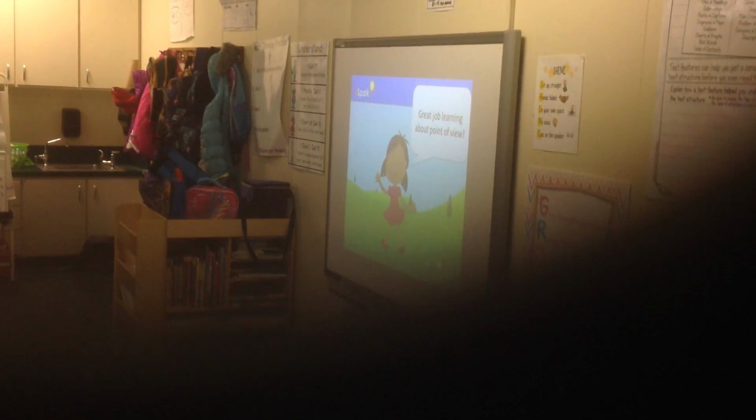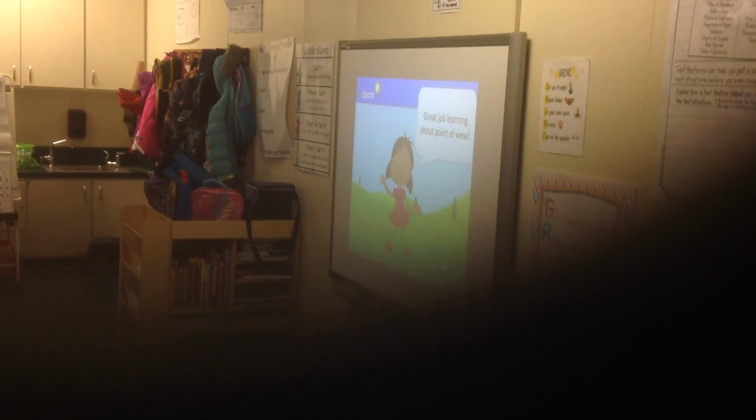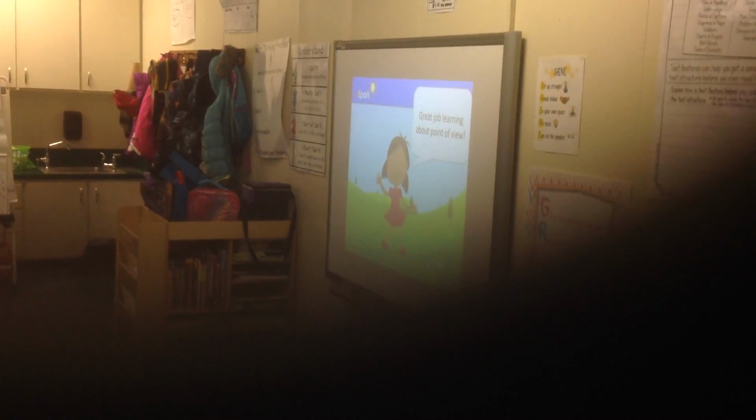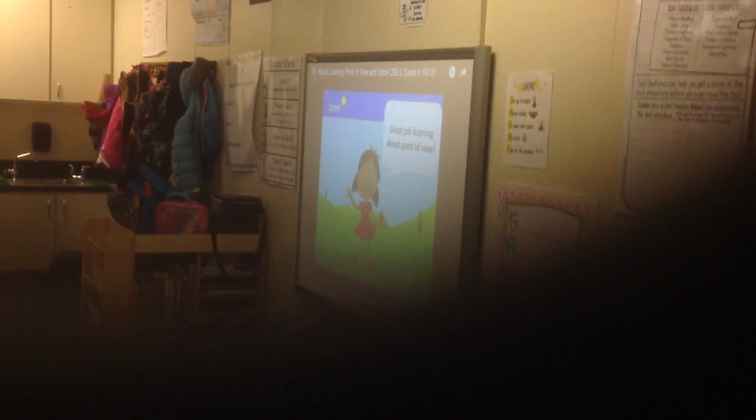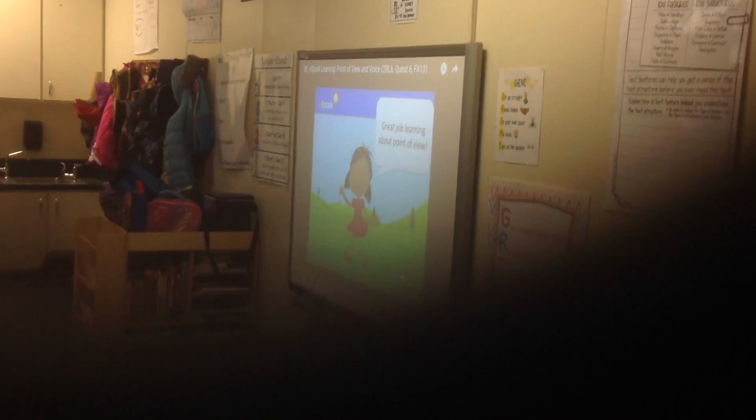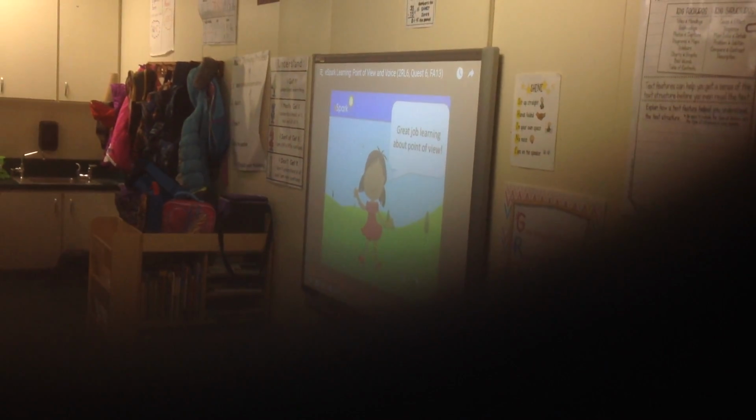Great job learning about point of view. Remember, when you're reading, you can change your voice to match the different characters, and always think about the different characters' points of view, or how they are seeing what's happening in the story.